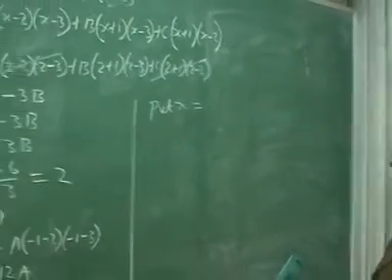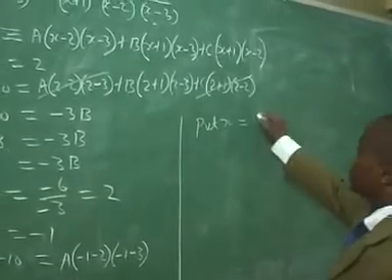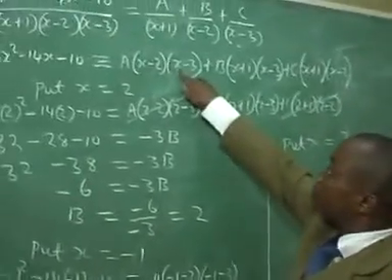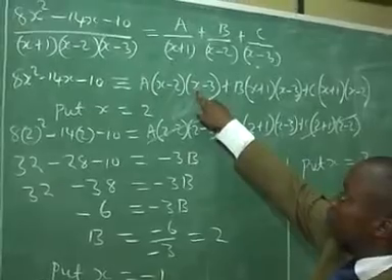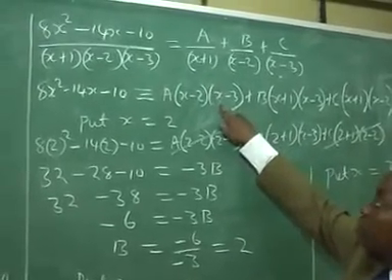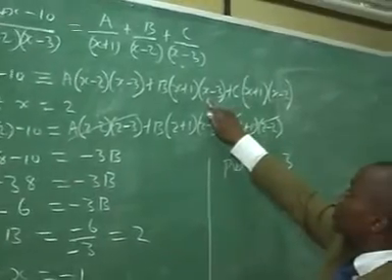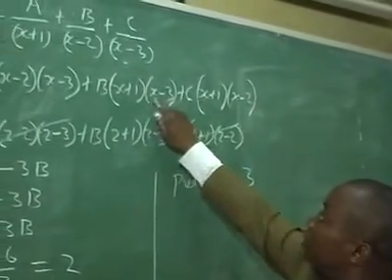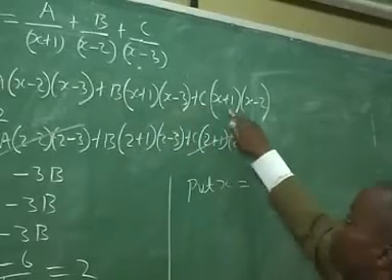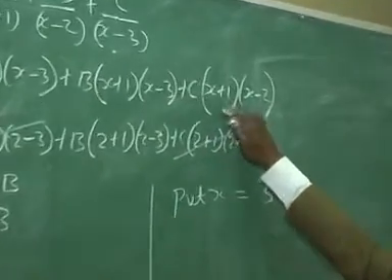Now, we can also put x is equal to 3. Put x is equal to 3. Now, if we put here x is equal to 3, we'll have 3 minus 3, which is 0. So everything here will be 0. And when we come here, we'll put 3. 3 minus 3 will make this 0. So what we'll have here will be the value of c.